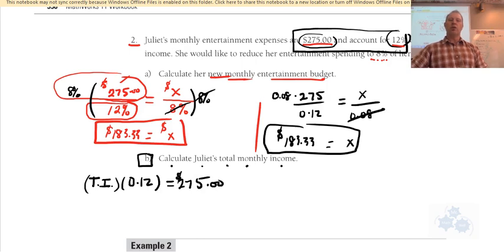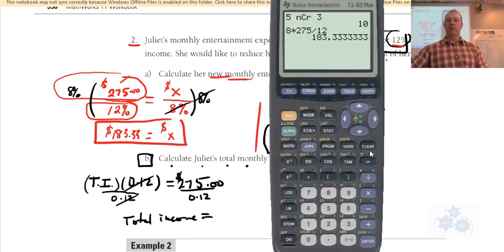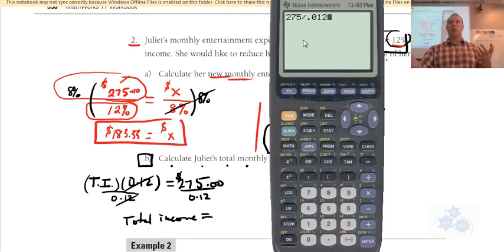So if we wanted to find the total income, guess what? We just divide by 0.12. And that will get us the total income. So we get on our calculators and we'll just clear that up. And so we'll go 275 divided by 0.012. So again, if we multiply, we are finding 12% of that total. If we divide, we're finding the total, treating that as the 12%. So if we divide, we get a bigger number. You see that? We get a bigger number.